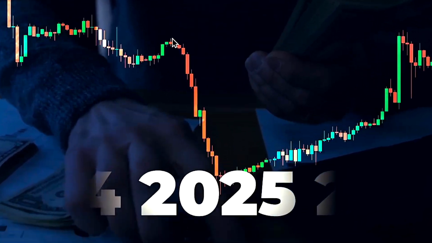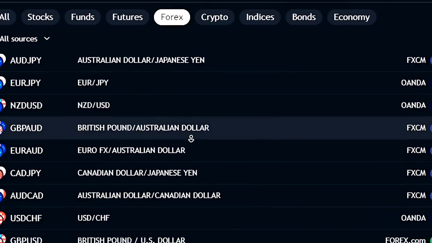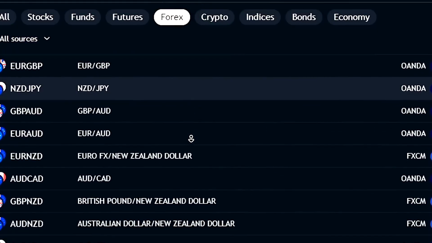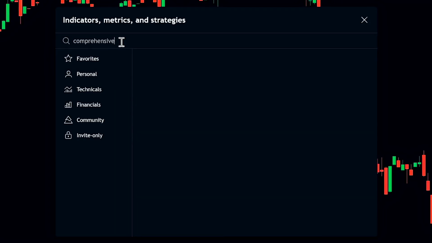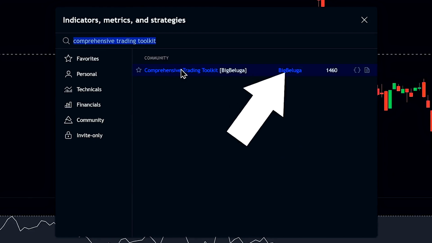So to get this on your chart, head over to TradingView, pick any stock or crypto you're vibing with, and choose whatever time frame floats your boat. Then hit up the indicators tab, type in comprehensive trading toolkit, and boom, you'll see the one by Big Beluga.